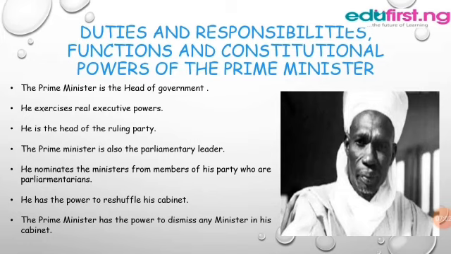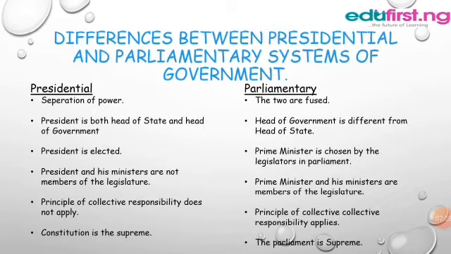One, the Prime Minister is the head of government. He exercises real executive power. He is the head of the ruling party. The Prime Minister is also the parliamentary leader. He nominates the ministers from members of his party who are parliamentarians. He has the power to reshuffle his cabinet. The Prime Minister has the power to dismiss any minister in his cabinet.